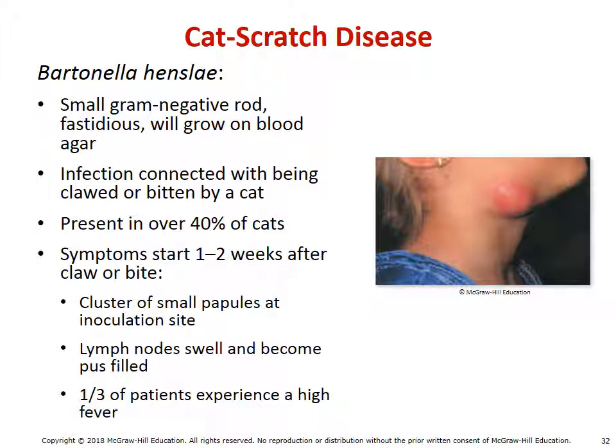But what we do characteristically see is at the site of a bite or scratch from a cat, a cluster of papules starts to develop, and then lymph nodes really start to swell as they fill up with pus. This is, again, a very unpleasant disease, and these symptoms tend to take time, so it's usually 1 to 2 weeks after the bite or scratch. And if you believe you're safe from this, do understand this is found in roughly 40% of all cats. So all it takes is a simple bite or scratch.